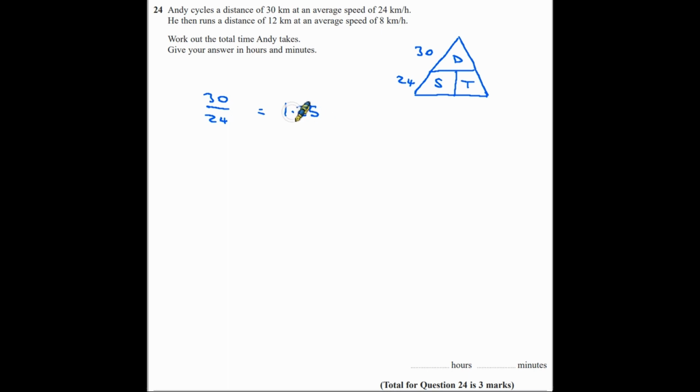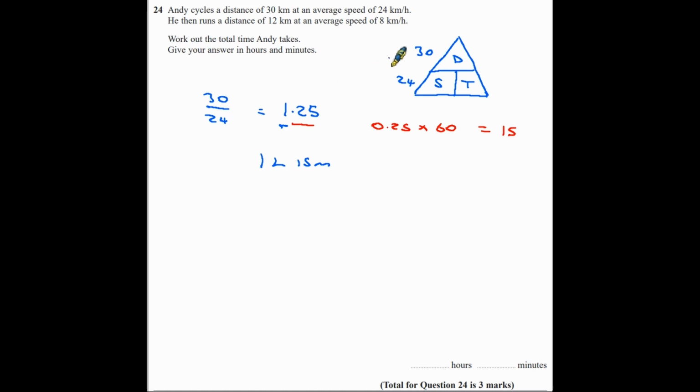That is not 1 hour 25 minutes, it's 1.25 hours. How do we convert that into time? We take the decimal, the 0.25, and we multiply it by 60. And if we do that, we get 15. So our answer is actually 1 hour and 15 minutes.